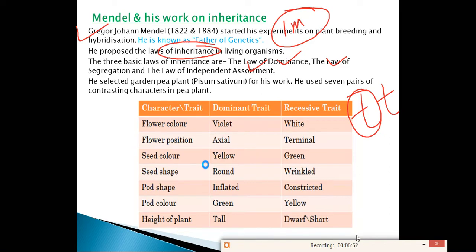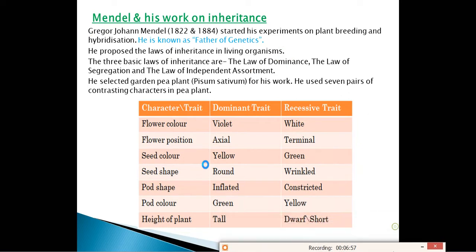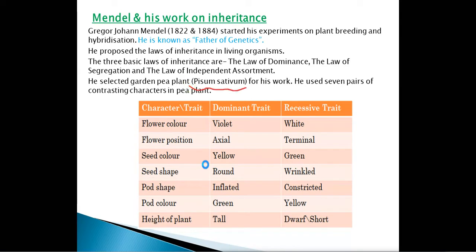Now, which plant did Gregor John Mendel select for his experiment? He selected the pea plant. And what is the scientific name of the pea plant? Pisum sativum. So remember, which plant did Gregor Mendel select for his experiment? He selected the pea plant, and the scientific name of the pea plant is Pisum sativum. So you have to remember this one.